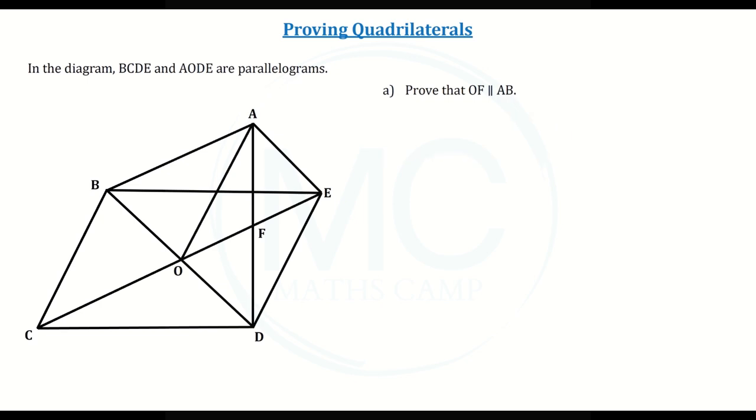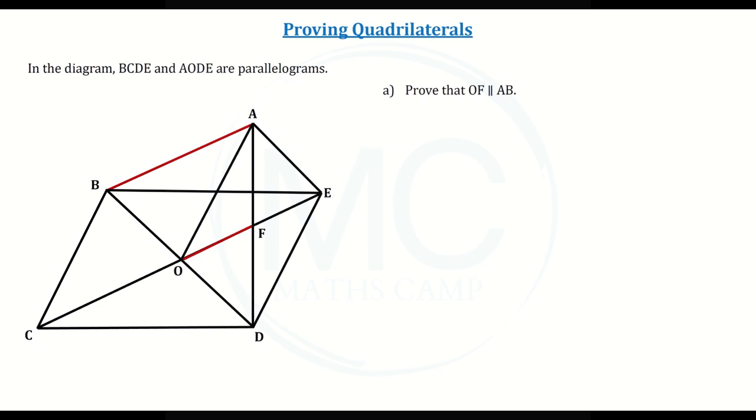Let's start with part A. Prove that OF is parallel to AB. Let's mark OF and AB in red. We have said in previous videos that if you are given two sides that are different lengths and asked to prove they are parallel, there's a very high chance you will need to use the midpoint theorem. This diagram may not be to scale, but we can easily see that OF is not the same length as AB. So let's look at midpoints.